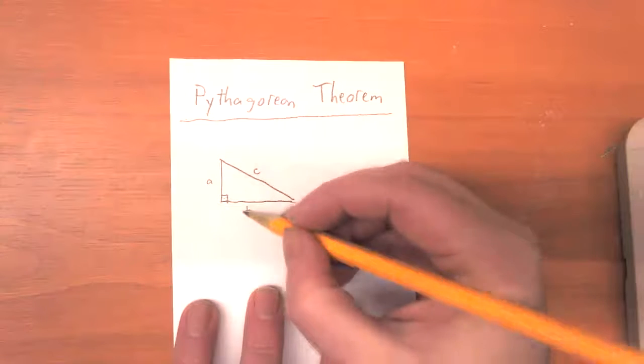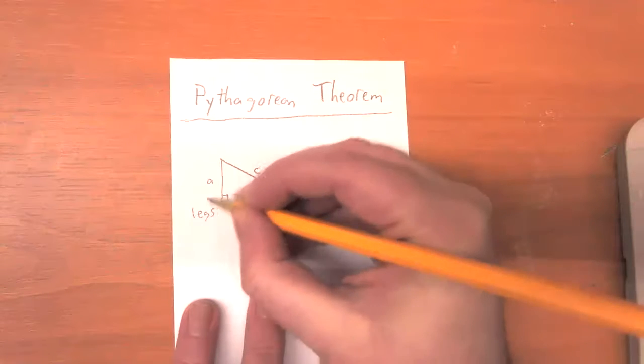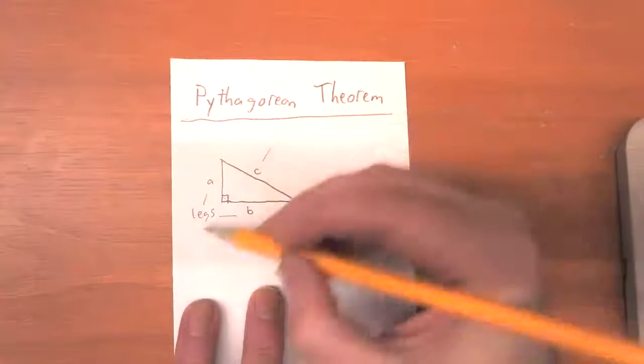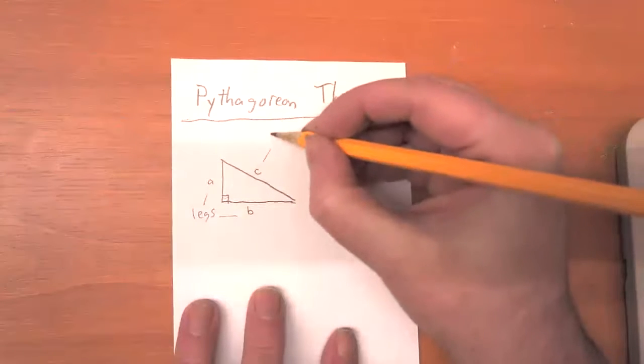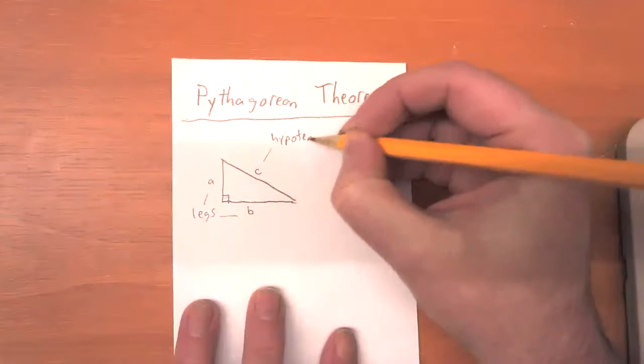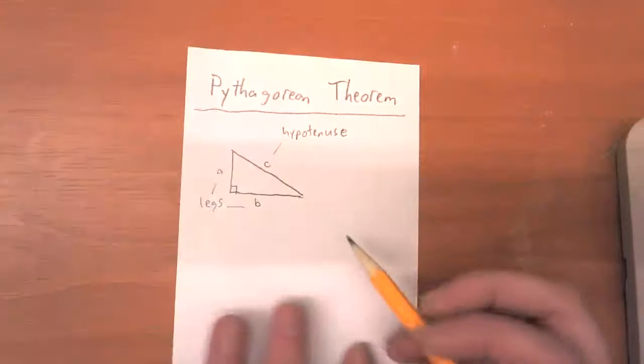The sides that are adjacent to the right angle are called the legs of the right triangle. And the side that's opposite the right angle, the longest side of the right triangle, is called the hypotenuse. I don't know either. All right.